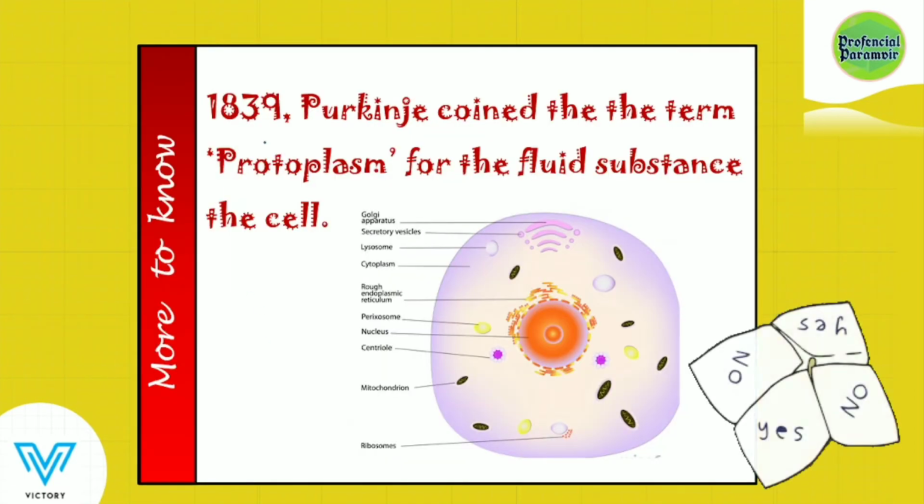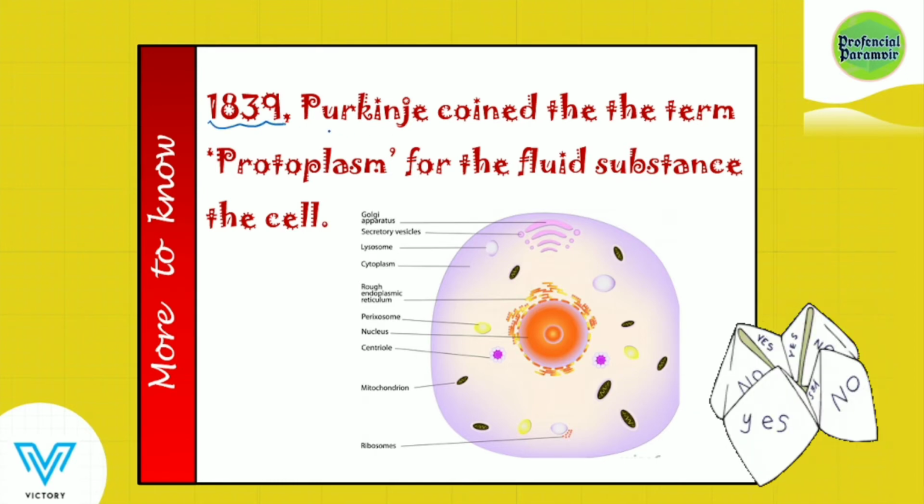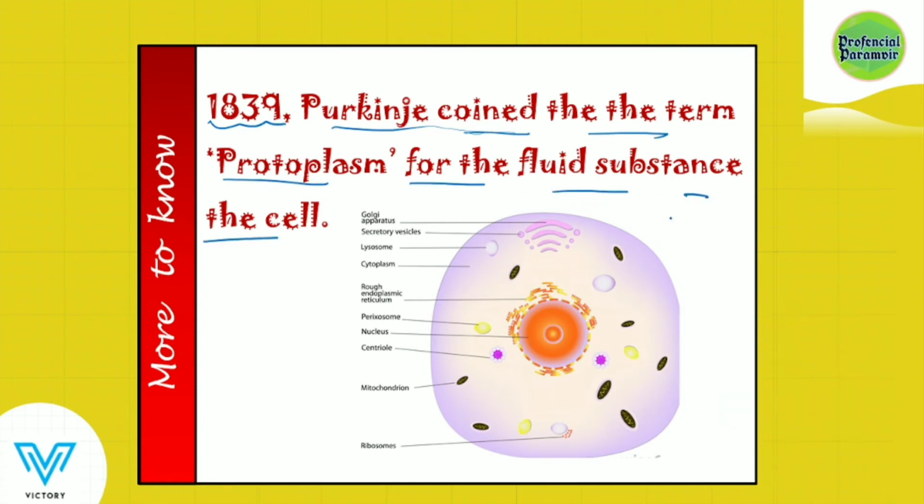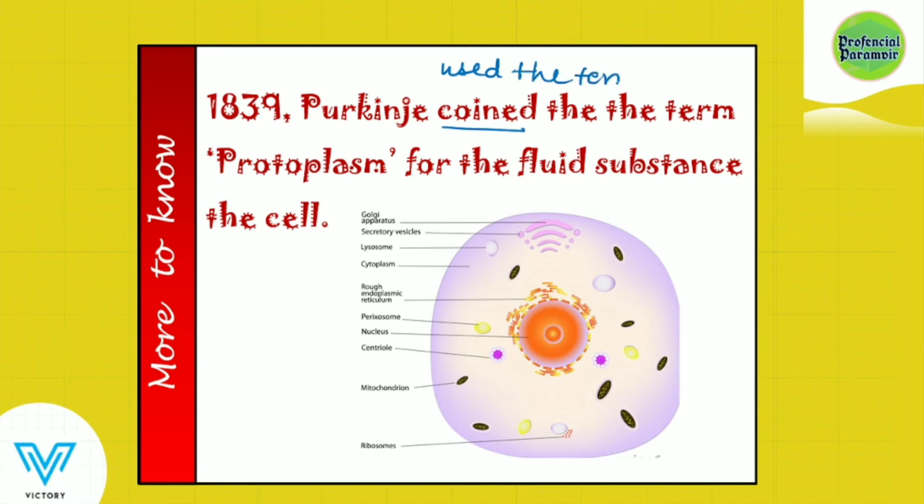Okay, more to know. In the year 1839, Purkinje coined the term protoplasm for the fluid substance in a cell. Yes, protoplasm is the fluid substance in the cell. This is the protoplasm. We'll be studying protoplasm in our upcoming videos. Coined means he used this term for the very first time. Protoplasm is the fluid substance in a cell.